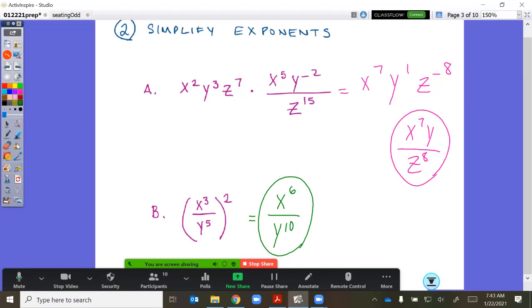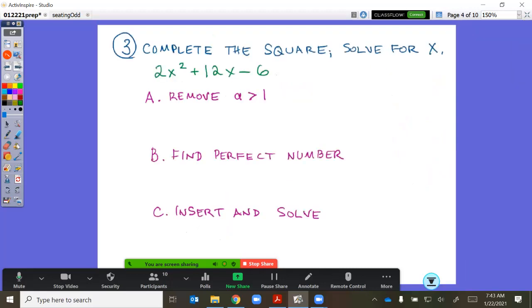Okay, so not bad, right? Okay, moving on. Number 3, complete the square. Okay, so we're going to remove the number in front of x squared because we're not going to complete the square unless we get rid of that number. It has to be a 1. So do that real quick. You can't complete the square with that 2 out there. Not going to happen.